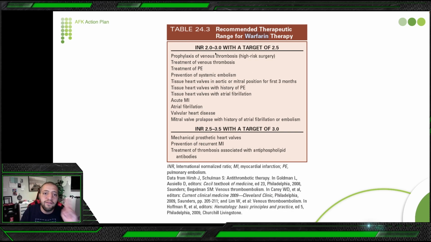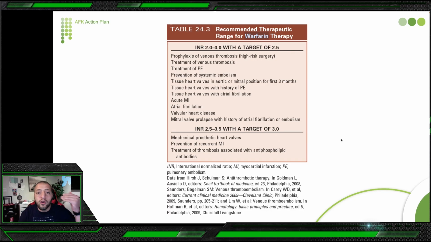So we have 2 categories. First, patients at high risk, but not very high risk, so we aim to get their INR between 2 and 3, which you can see as 2.5. But when the patient is really at high risk, such as prevention of recurrent MI, treatment of thrombosis associated with antiphospholipid antibodies, or the patient has a mechanical prosthetic heart valve, we increase our target to between 2.5 and 3.5, so a target of 3. Why am I reading this? Because sometimes they ask a very simple question. Your patient is getting warfarin as prophylaxis against venous thrombosis. What level is your patient aiming to reach? So it's 2.5, and for this patient, it will be 3.